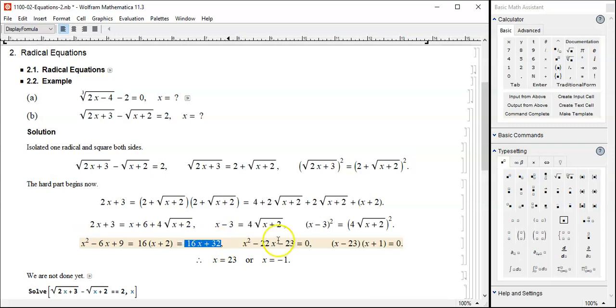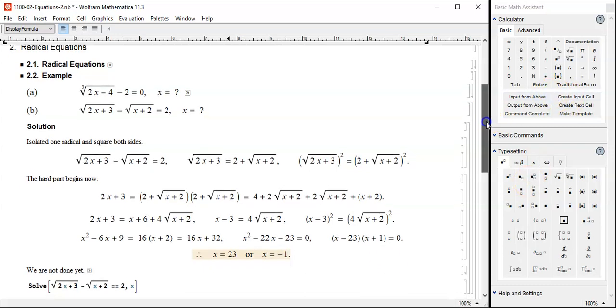Flip everything to the left-hand side, and we have the standard form of this quadratic equation. Luckily, it can be factored, and then we have solutions, x equals 23 or x equals -1. Feel okay about this? All good? Cannot be good. This is a tough one.